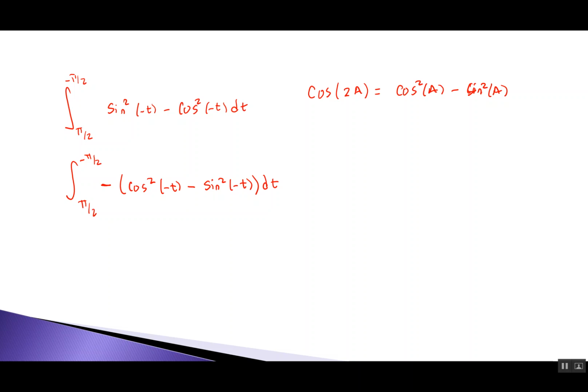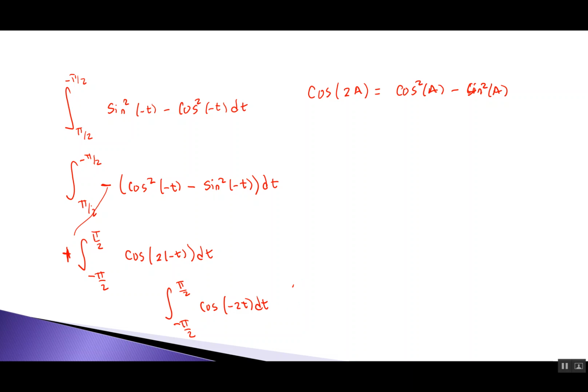And so that negative can come out. There's another thing that I can do. If you change the order of integration, which I'm going to do, that becomes a negative. So I'm going to have a negative from changing the order of integration, and another negative from factoring this negative out, and so that's going to become a positive. And I'm going to have cosine of 2 times negative t dt. So I've got negative pi over 2 to pi over 2 cosine of negative 2t dt.